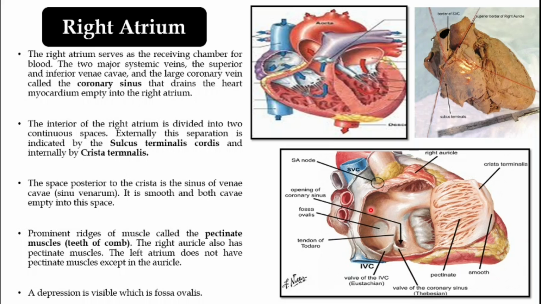Also on the posterior surface of the right atrium we have a very smooth area. That smooth area is known as the sinus of the vena cava, also known as the sinus venarum.